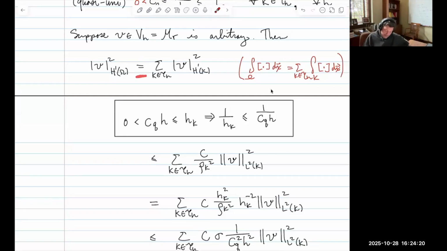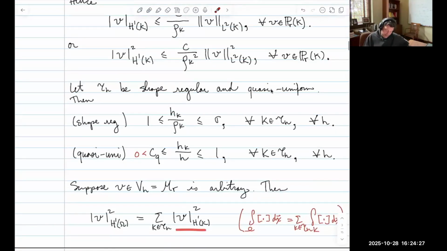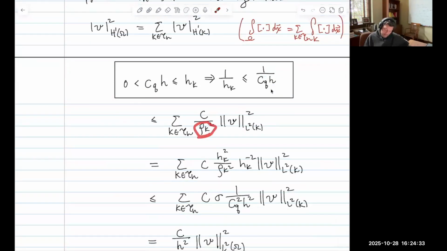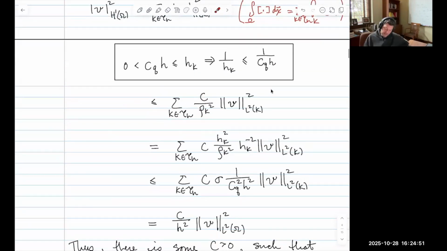The actual inequality is continuing from here. So what I'm going to do is use the inequality from above that I just proved, this guy here. We're replacing the H1 seminorm with the L2 norm, but we have to pay this penalty here. Okay, no problem there. Now, to get rid of this, I'm going to multiply and divide by hk squared. The reason why I'm doing this is because if I get a ratio of hk over rho k, then I can use shape regularity. So I take care of shape regularity.